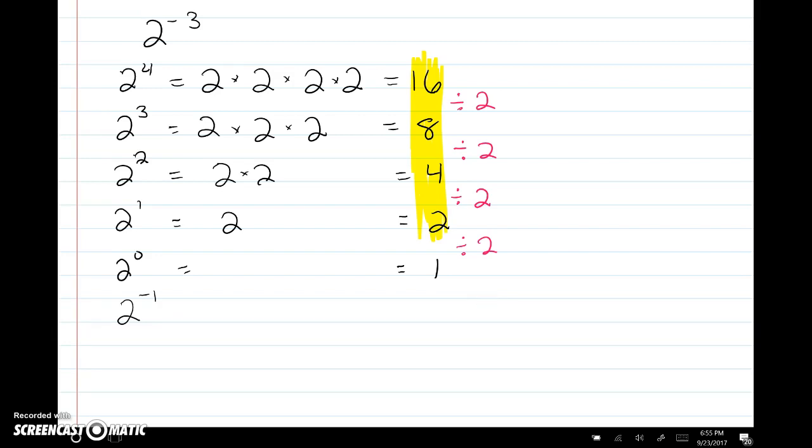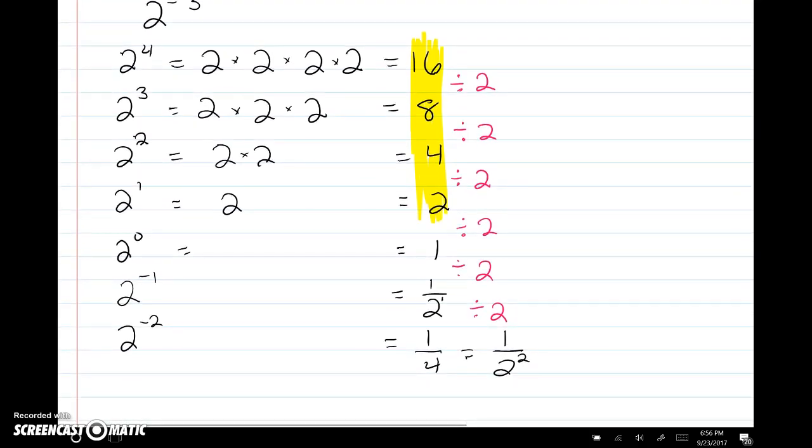1 divided by 2 is 1/2, or 1 over 2 to the 1st power. Okay, let's say 2 to the negative 2. Well, again, I'm going to divide 1/2 by 2, and that's going to give me 1/4. Well, 1/4 can also be written as 1 over 2 squared.